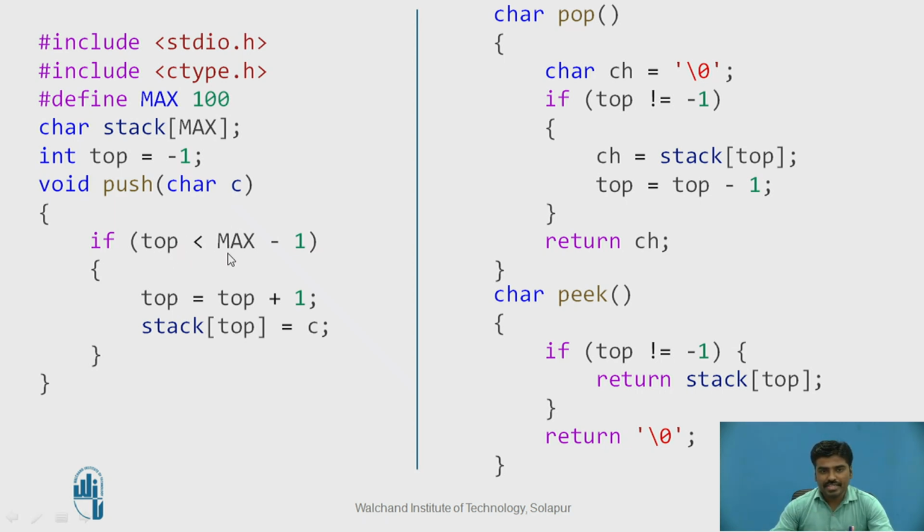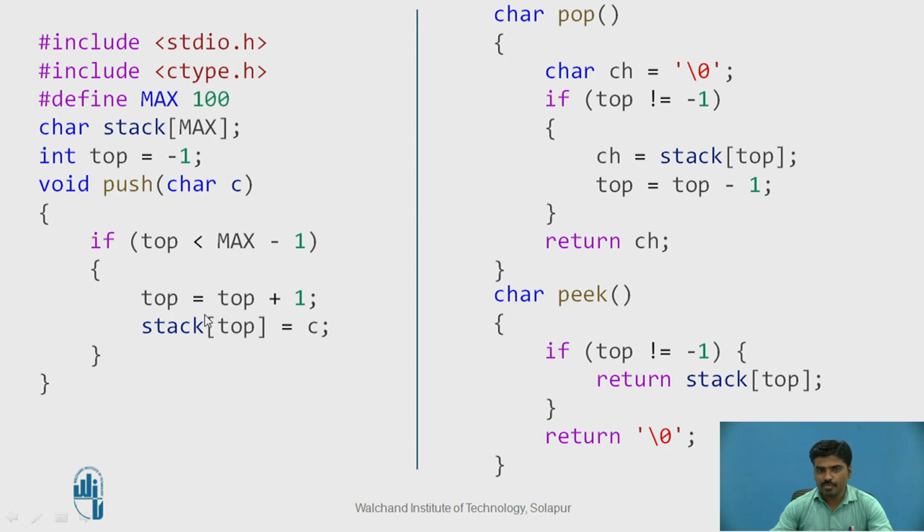If top is less than max -1, increment top by 1 and add the character at the top of the stack. For example, the initial value of top is -1, you have to increment top by 1, means -1 plus 1, top index at 0, you insert stack of 0 is equal to the first character. Like this, again increment top by 1, the previous index is 1, 1 plus 1 is 2, stack of 2 will get another character.